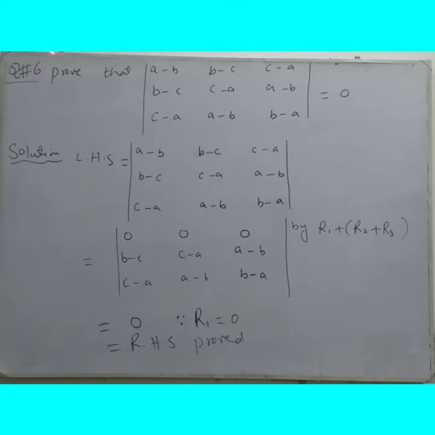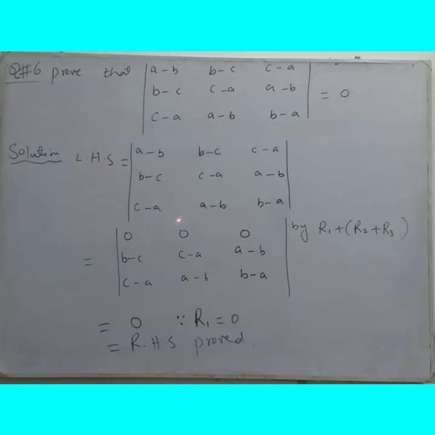Now we have question number 6 of exercise 2.2, where part first is prove that the determinant |a−b, b−c, c−a; b−c, c−a, a−b; c−a, a−b, b−c| equals 0. Now taking its left hand side. Now we have to prove this determinant equals 0.